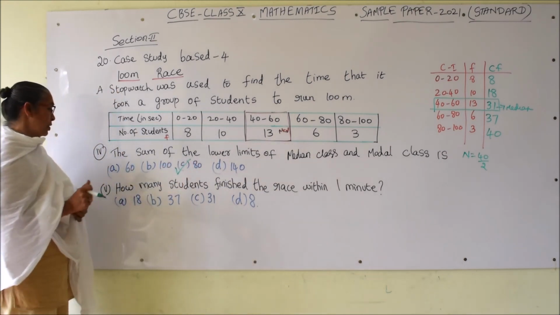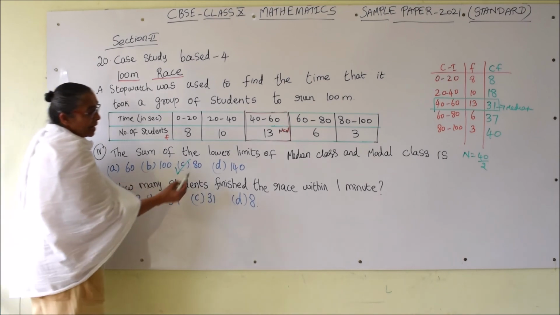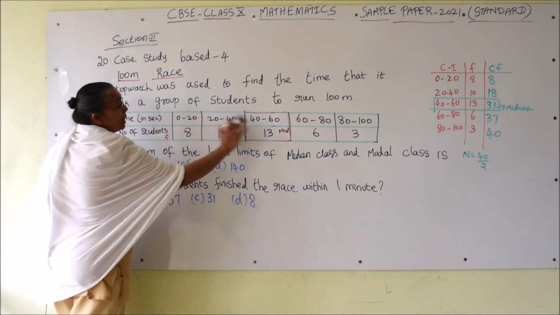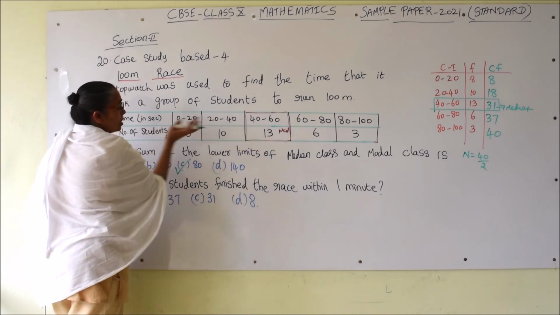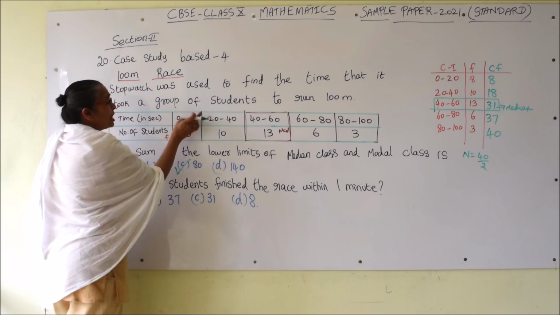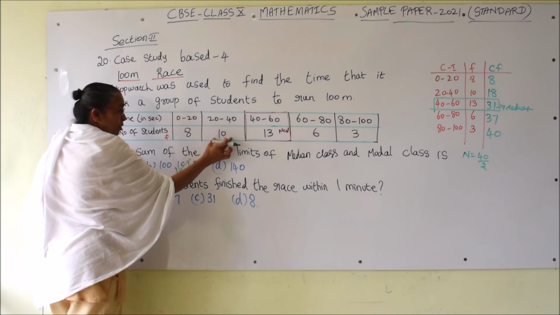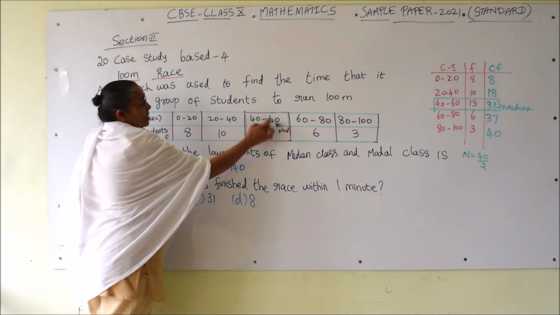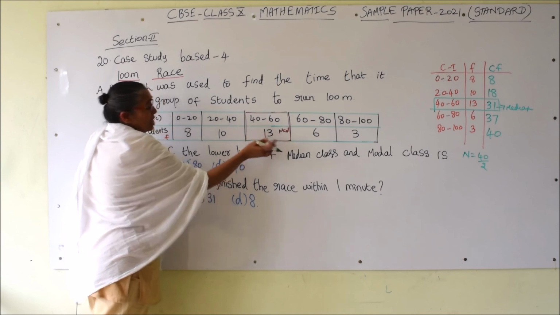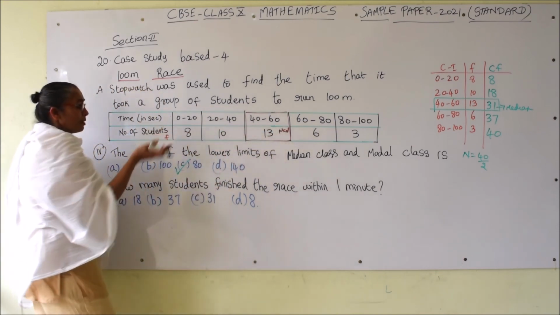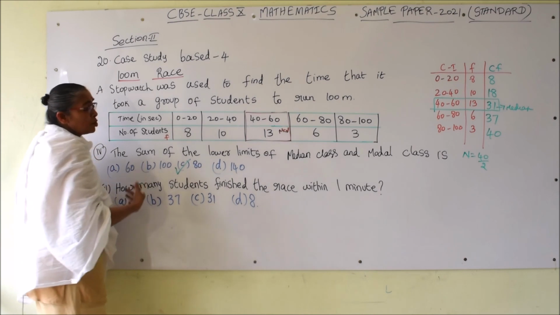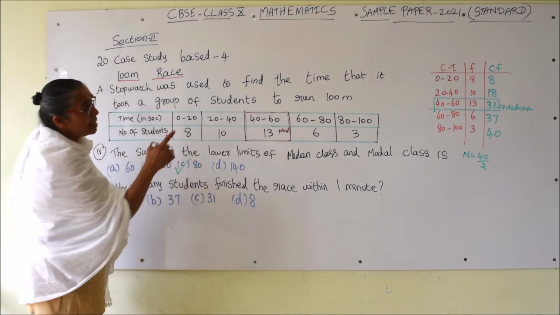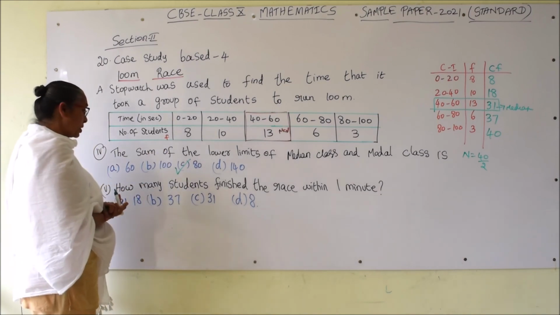Now next question. How many students finish the race within 1 minute? So 60 seconds is equal to 1 minute. So within 1 minute, you should add these children: 8 children finished within 20 seconds, the 20 to 40 seconds gap is 10 children, and the 40 to 60 seconds gap is finished by 13 children. If I add all these three, we will get the answer for the number of students who finish the race within 1 minute, which is nothing but 18 plus 13, the answer is 31. Where is the option 31? Option C.